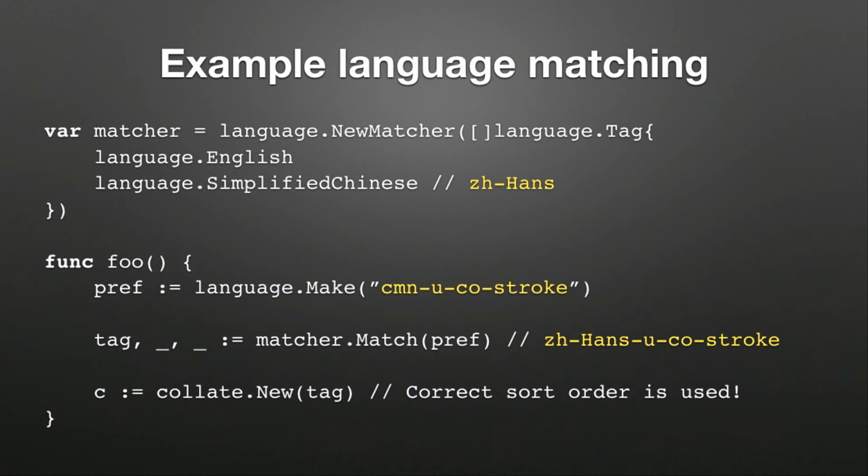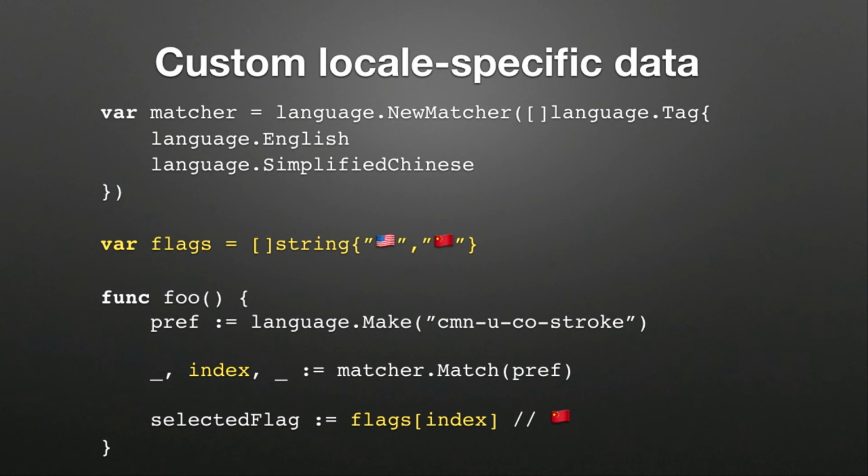So one problem is, what if you have your own language resources that you want to roll out, right? Now you cannot match the tag returned anymore to the text that you specified to the NewMatcher. So this is where the second return value comes in. Suppose you want to show the flag of the language that was chosen for the user. Again, we have English and simplified Chinese in this case, so two flags, the American flag and the Chinese flag. The second argument that's returned is basically just the index of the language that was chosen, right? So all you need to do is use that index into the flags slice and you get your answer.